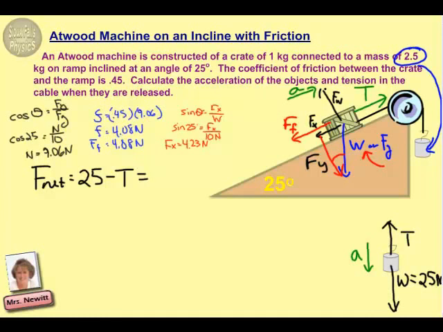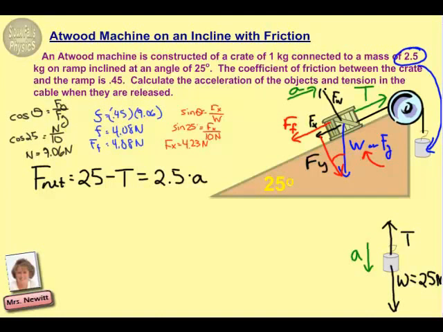That, we know from Newton's second law, is also equal to mass times acceleration. Well, acceleration is again one of our unknowns, but the mass is a known value at 2.5 kilograms multiplied times a. So now we've written our net force equation for the 2.5 kilogram mass.